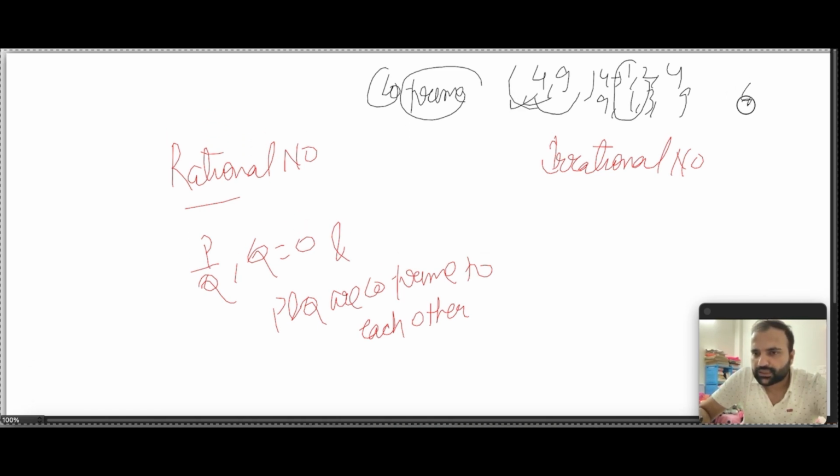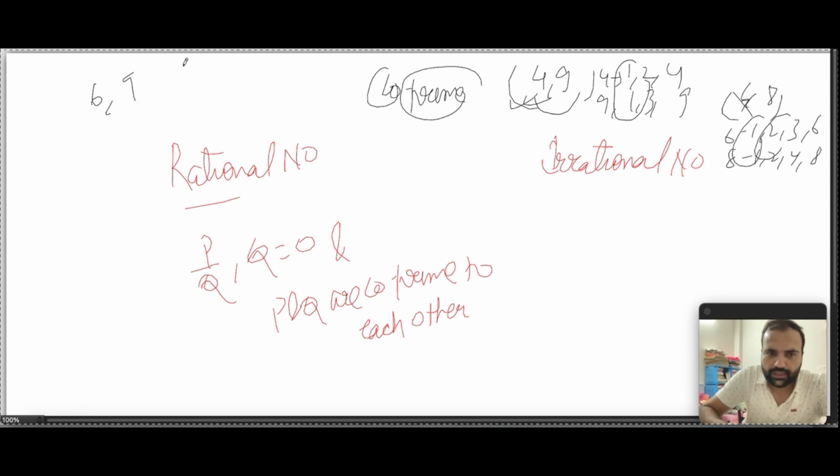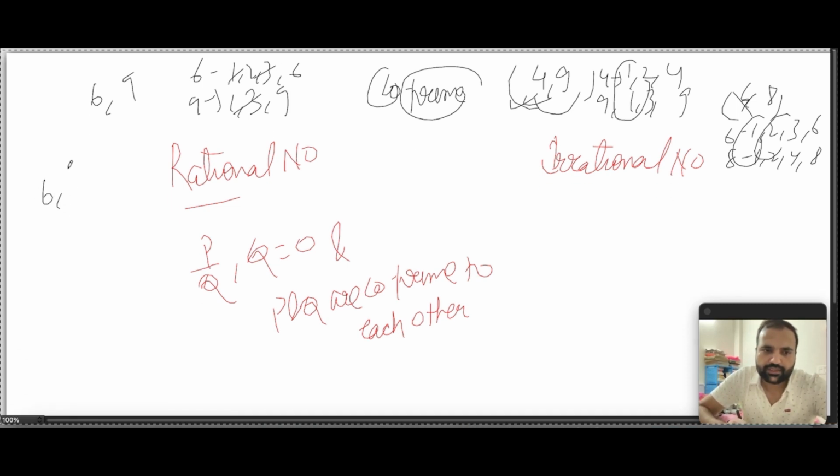So it's coprime. For example, 6 and 8. We see that for 6 we have 1, 2, 3, 6, and for 8, we have 1, 2, 4, 8. So I see more than one number is common, so it's not coprime. Just for example, 6 and 9. Again, 6 has 1, 2, 3, and 6 as factors. 9 has its factors as 1, 3, 9. So we see again, we have more than one common factor, so it's not coprime. Okay. Now 6 and 11. You see 6 again, 1, 2, 3, 6, and 11 again, 1 and 11.